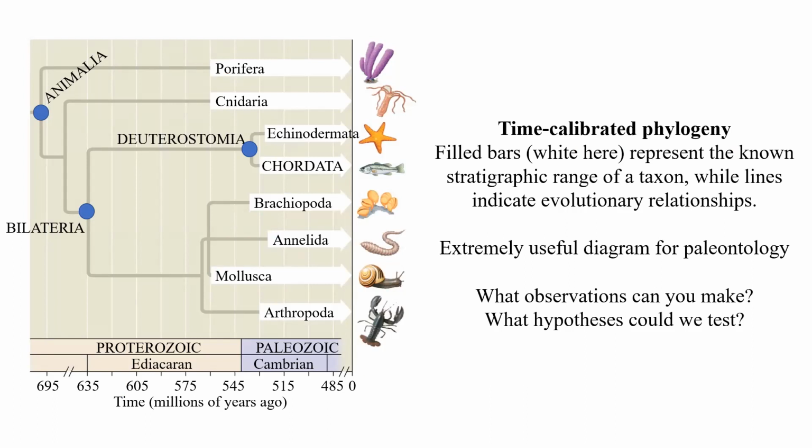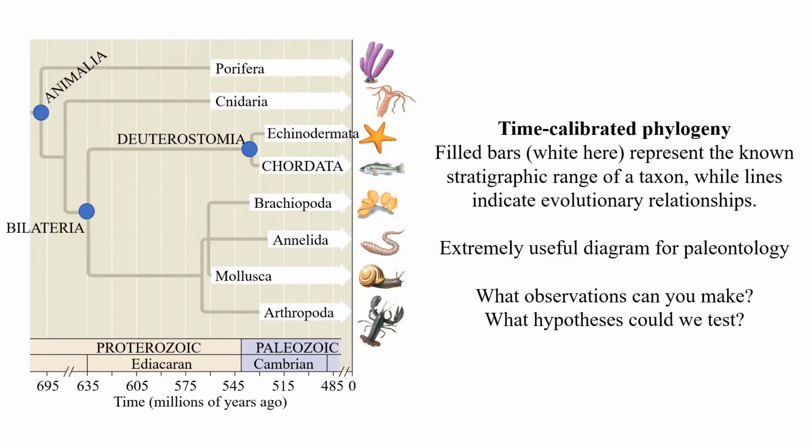The difference that you're going to get with a time-calibrated phylogeny is that there are these bars. These bars here, where there's a white bar, represent the fossil record of the taxon in question. So we have fossil annelids, segmented worms, that go back about this far. And then they still have a phylogeny for how they're related to other organisms. And so you can see these bars are different. So it's giving you information about the stratigraphic distribution of what we really know for sure, and it's giving you the phylogeny. And so down here on the bottom is a timeline.